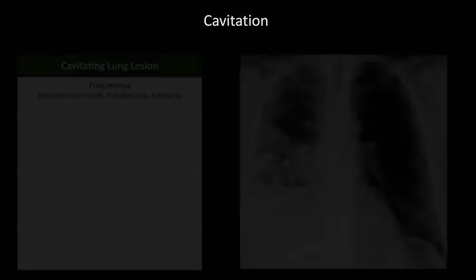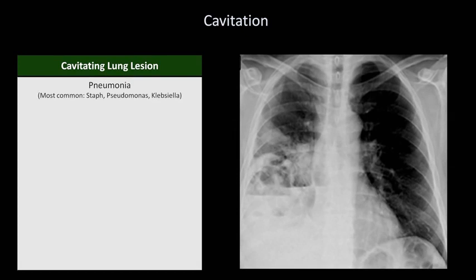The final topic in this video is cavitation. There are many etiologies of a cavitating lung lesion. Pneumonia, most commonly staph, Pseudomonas, or Klebsiella. In this case, the patient has a necrotizing right lower lobe pneumonia due to aspiration.